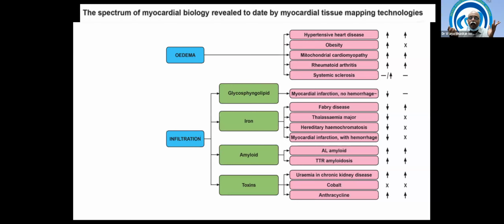then this particular patient might be having rheumatoid arthritis, systemic sclerosis, hypertensive heart disease, anemia, cobalt toxicity, or anthracycline toxicity. So the point of discussion of these slides is that there are various conditions which cause an increase in native T1 map values. Also, some of them cause an expansion of the extracellular matrix.